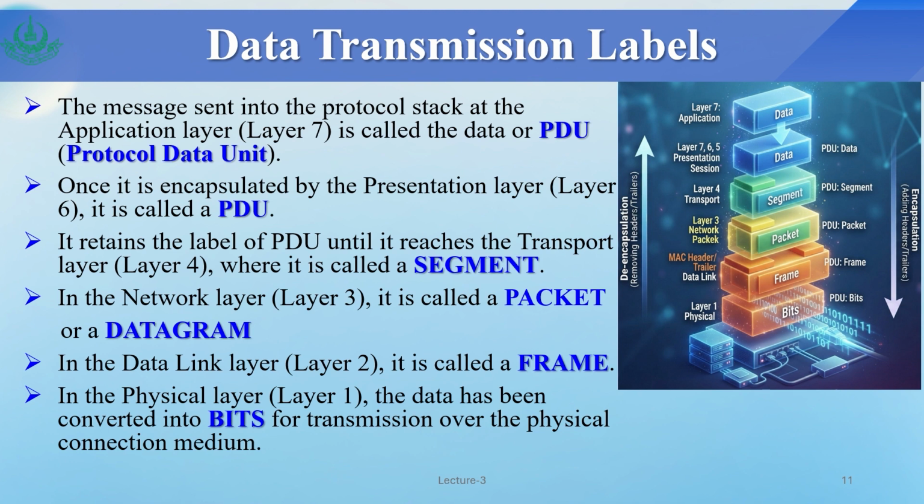At the network layer, layer 3, it is called a packet or datagram. At the data link layer, layer 2, it is called a frame, where the IP addresses are added. At the physical layer, layer 1, the data is converted into bits of information for transmission over the physical connection medium. Now we will discuss the layers in a little more detail.